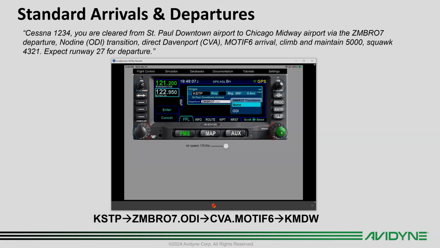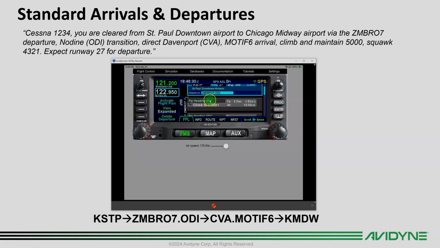With an ODI as our transition, so we'll now scroll down and hit enter again by pushing in the FMS button. And then notice it's prompting us for which runway we are departing, so we're going to scroll down to 27 and enter that. So now you can see our Zombro 7, all the waypoints are loaded in.